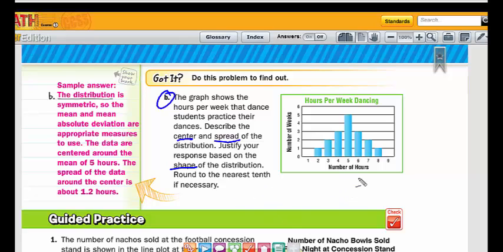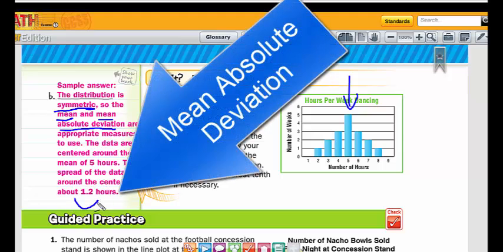Well, the first thing we need to do is recognize that this is definitely symmetric, so we have a symmetric situation. Therefore, the mean and the mean absolute deviation are the appropriate measures to use. The data are centered around the mean of 5 hours. We can see that the mean is 5 hours. We can add this all up and divide, and this is going to be our mean of 5 hours. The spread of the data around the center is about 1.2 hours.